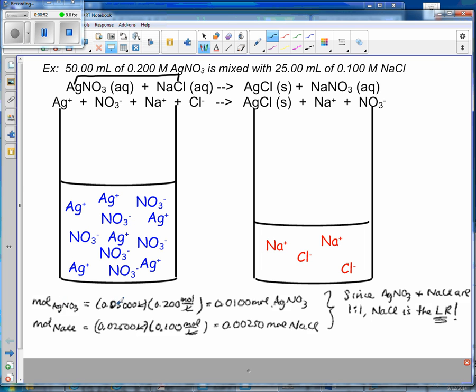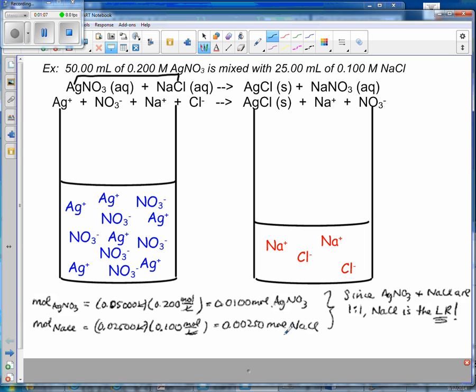So I went with the moles of silver nitrate first. Molarity, moles per liter, times the volume converted to liters. This is how many moles of silver nitrate I had. Did the same thing with the sodium chloride. Took the molarity of sodium chloride, multiplied it by the volume converted to liters.